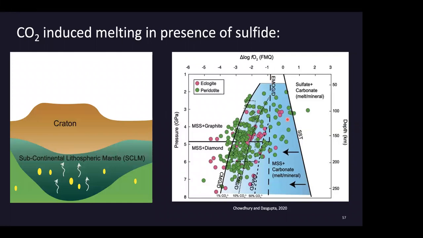This plot also shows the sulfide to sulfate transition, which is marked as SST. The sulfur species on the left of this line is sulfide, while the sulfur species on the right of this line is anhydrite or sulfate. The blue shaded region in this plot shows us the region in which carbonated melts are stable in the mantle, along with sulfide as the stable sulfur-bearing phase. And we see that the bulk of the mantle xenoliths coming from cratons lie in the shaded region, and we think that these xenoliths and these mantle peridotites might have experienced carbonated melting in presence of a sulfide.